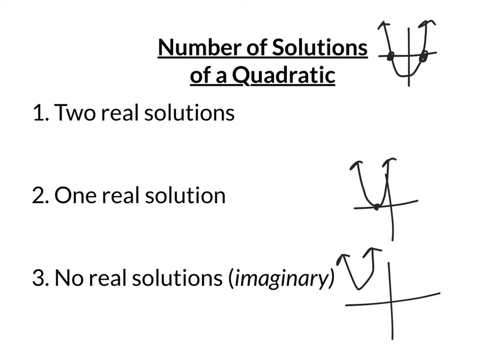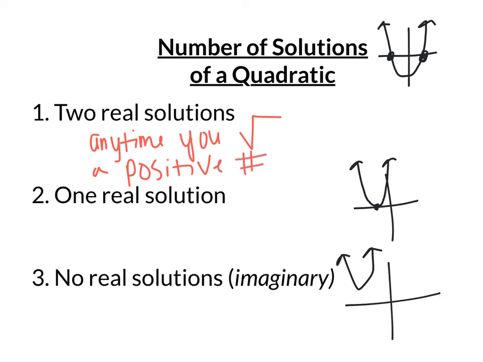If you think about it, two solutions are going to happen anytime you square root a positive number. When we take the square root of a negative number, that's when we end up getting no real solutions or an imaginary number. So anytime you square root a negative number, you get an imaginary number, so no real solution.